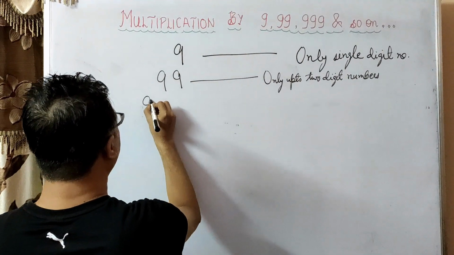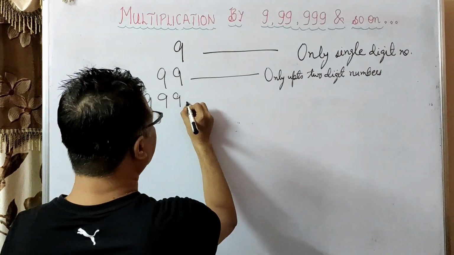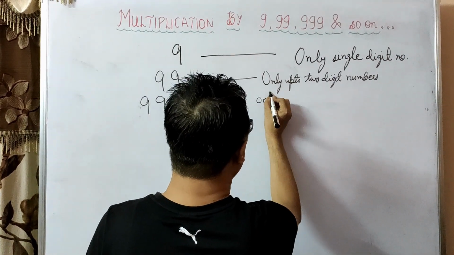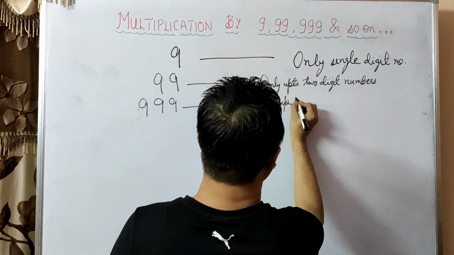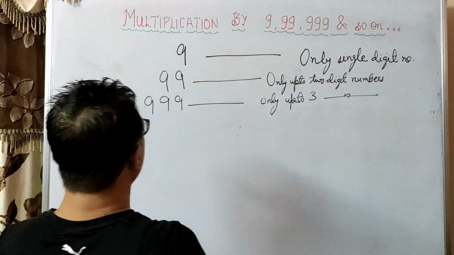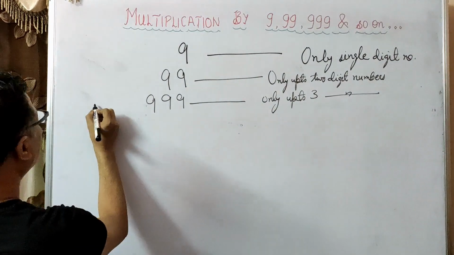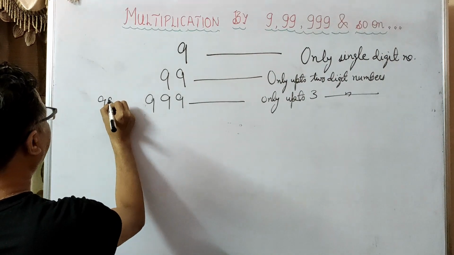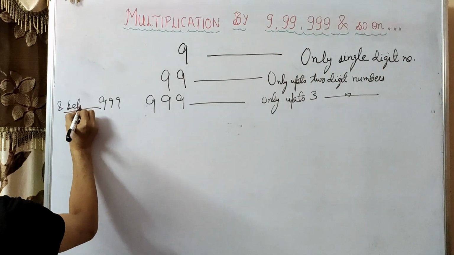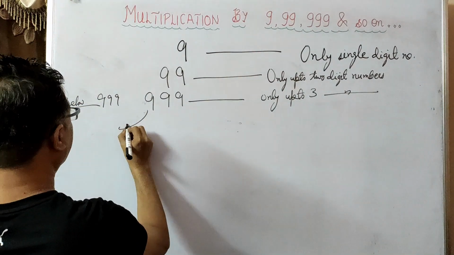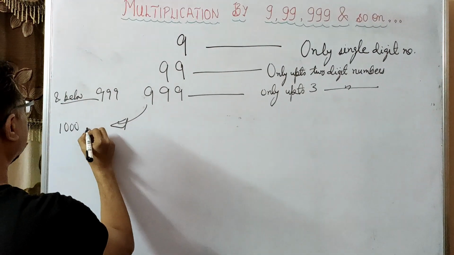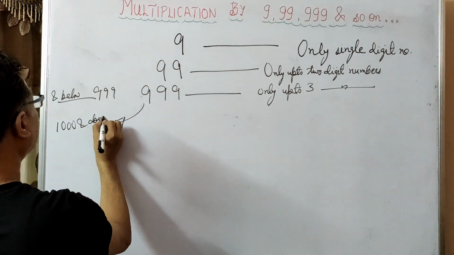When we are multiplying with 999, then this method can be used only up to 3 digit numbers for multiplication. For example, we can multiply with 999 and below. But using this method, we cannot multiply with numbers 1000 and above.